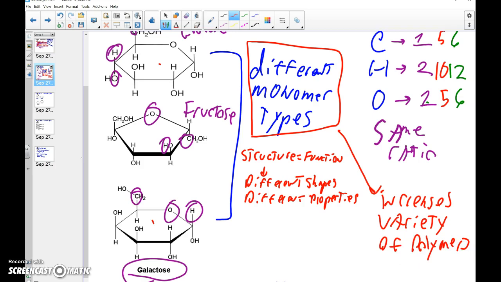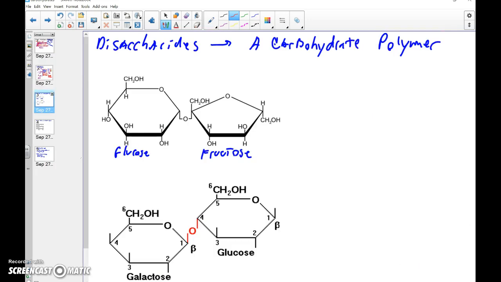Okay? So let's talk a little bit about some of those polymers. I want to start with disaccharides. Disaccharides are very simple polymers. As we said before, they have the prefix di, which means that they have 2 monomer units connected. This is about as simple a polymer as you can get.